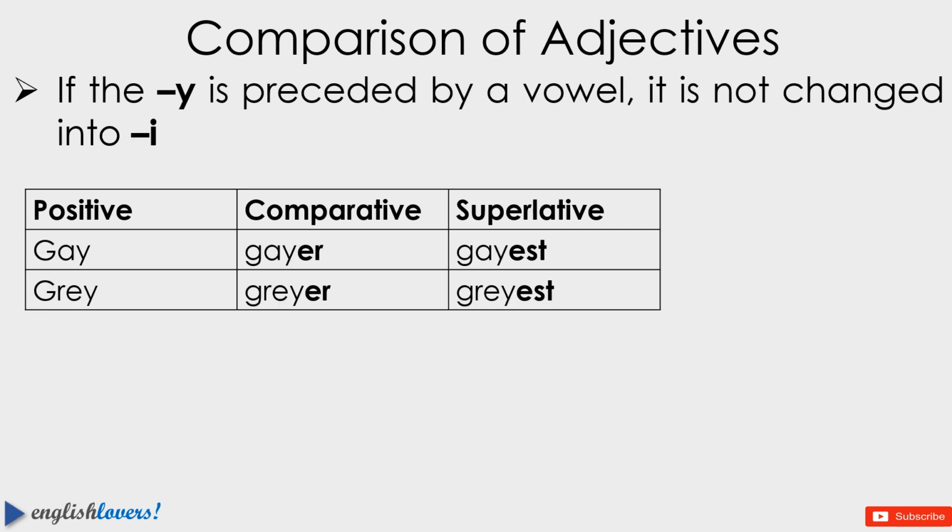But if the y is preceded by a vowel, it is not changed into i. In the last rule, we have seen that y is changed into i, and then er and est are added. But here you can see that when there is any vowel before that y, here a and here e, they are vowels, so this y is not changed into i, and directly er and est are added. So gay, gayer, gayest; grey, greyer, greyest.